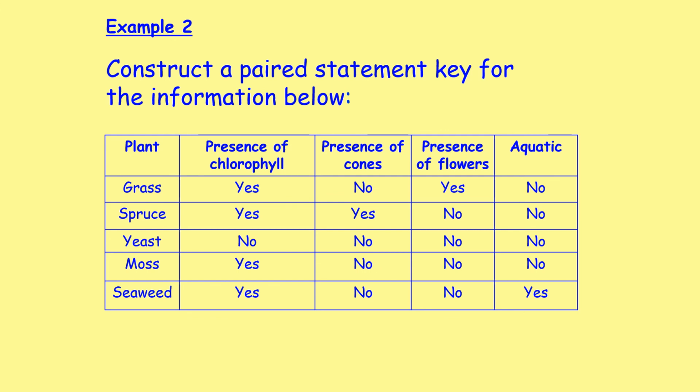So here again it's a little bit more straightforward because you've got visible characteristics that you could use, like presence of chlorophyll, presence of cones, presence of flowers, and is it aquatic. However, a little bit more difficult because we're dealing with lots more plants. So there's a level of difficulty and I will put them in order for you. Also on your Google form there are some exam questions for you to have a look at, so you can see how this is actually assessed within the exam.